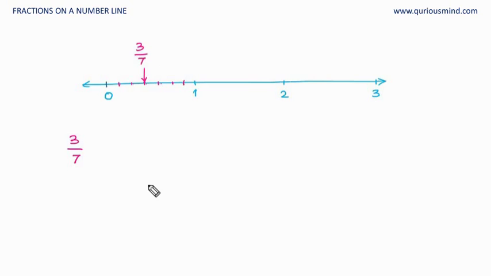Let's do one more. Let's show 2 upon 5. So make 5 parts. So we made 5 equal parts. 1, 2, 3, 4, 5. We have to travel 2 parts. So 1, 2. We reach here and that's our 2 upon 5.